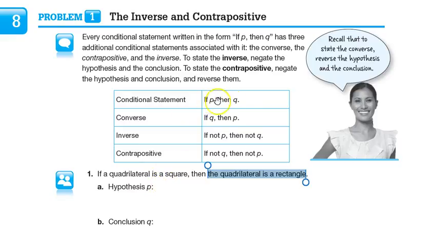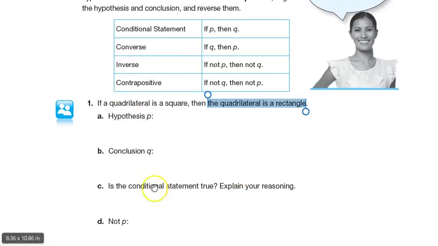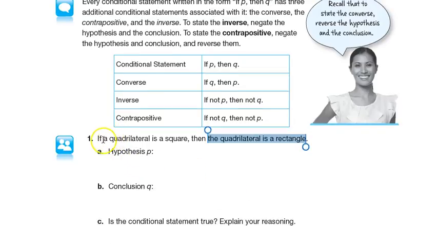What's important is that you understand that concept of testing whether or not something is true. Because they're going to have you test whether or not the statement is true. So make sure you accept first the hypothesis or this condition. If the quadrilateral is a square, then follow the logic and see if the conclusion would be true.